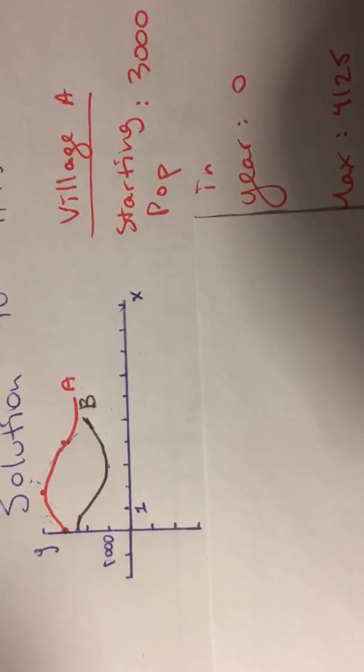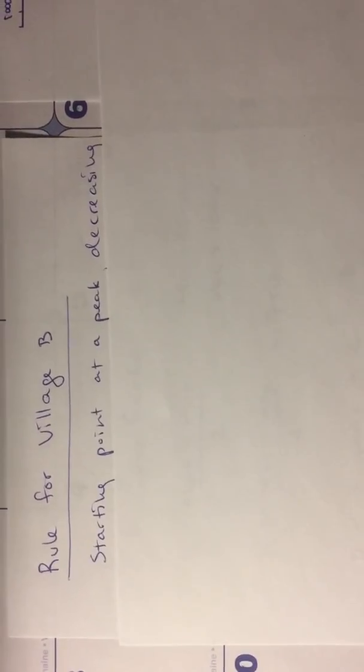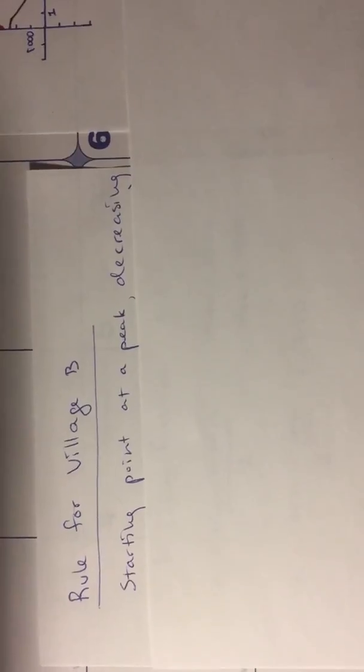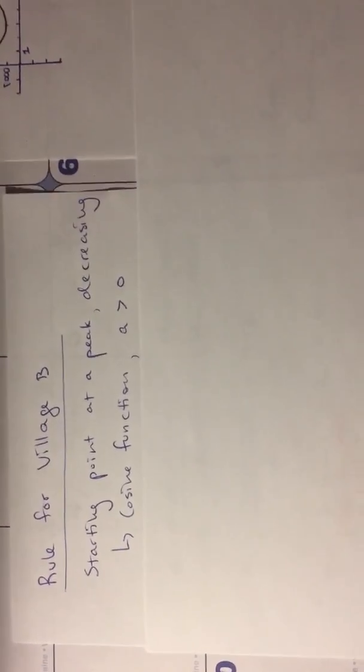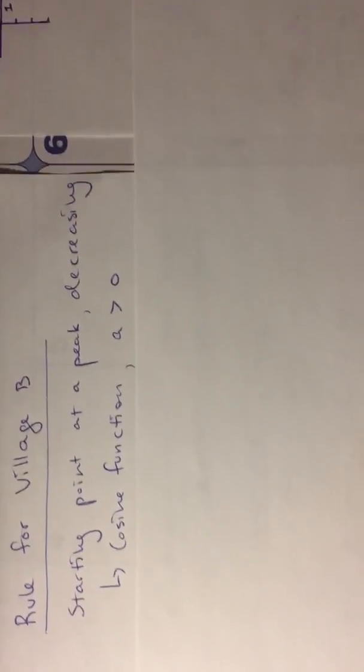For village B, we're looking at the graph here. Village B appears to start at a peak and then descends down into a valley. So that gives us some good information about the function. Given that it starts at a peak and not at a midline, and then it's decreasing, that tells us that it should be written as a cosine function, or at least it'd be easiest to write it as a cosine function. And A is going to be a positive value.